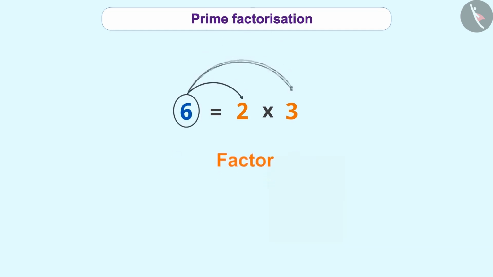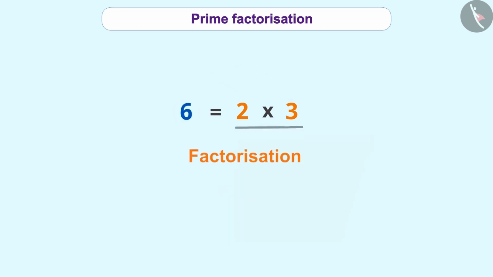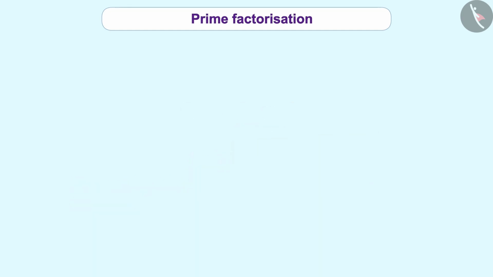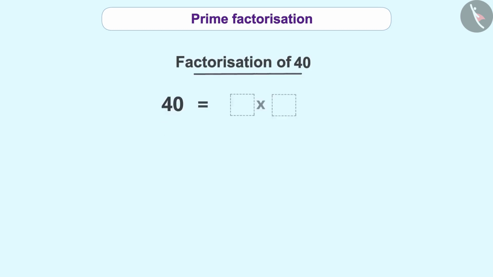Sometimes we need to break a number to find those numbers whose product is the given number. That is, we need to find out the factors of that number. The method of breaking a number to find the factors is called factorization. Let's factorize the number 40. Can you express 40 as a product of two or more numbers? Try it.